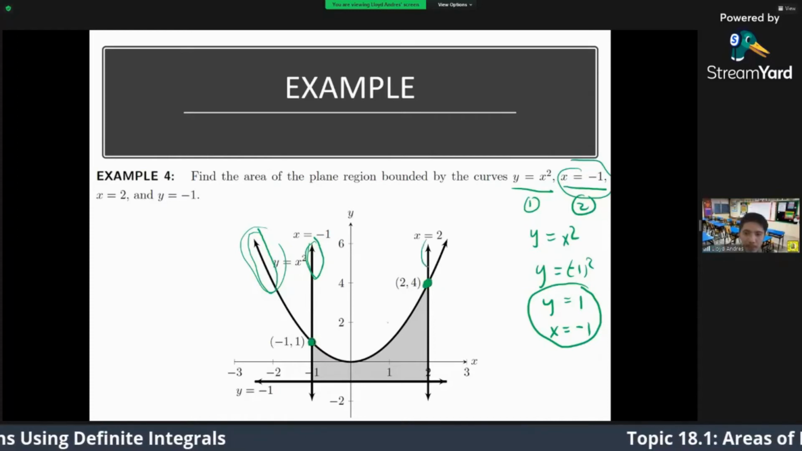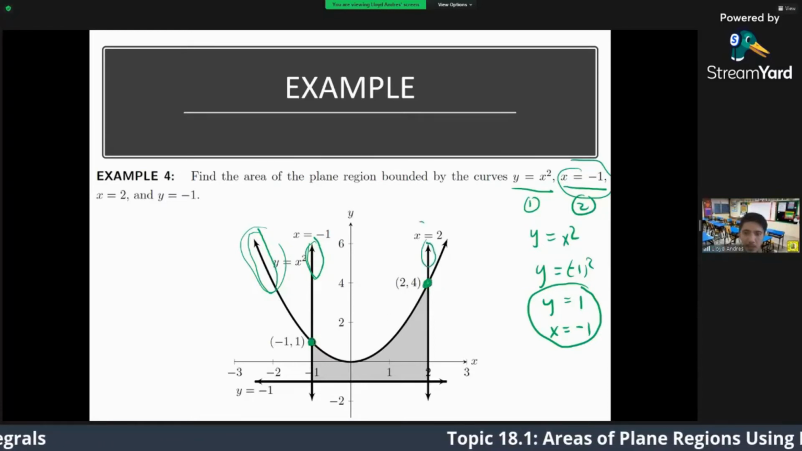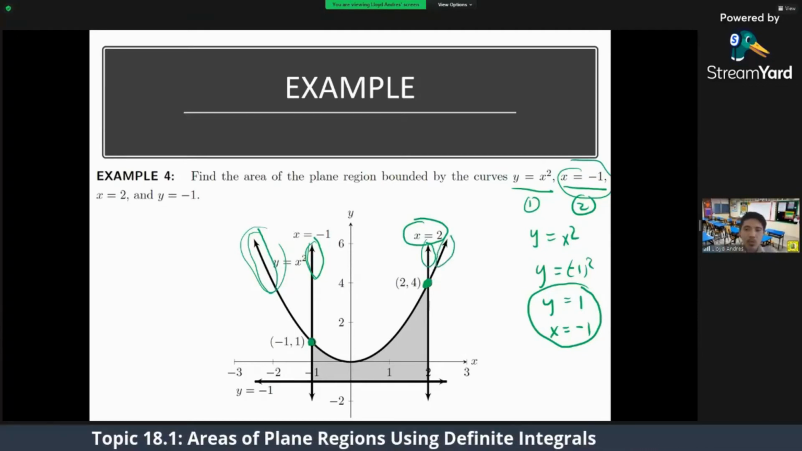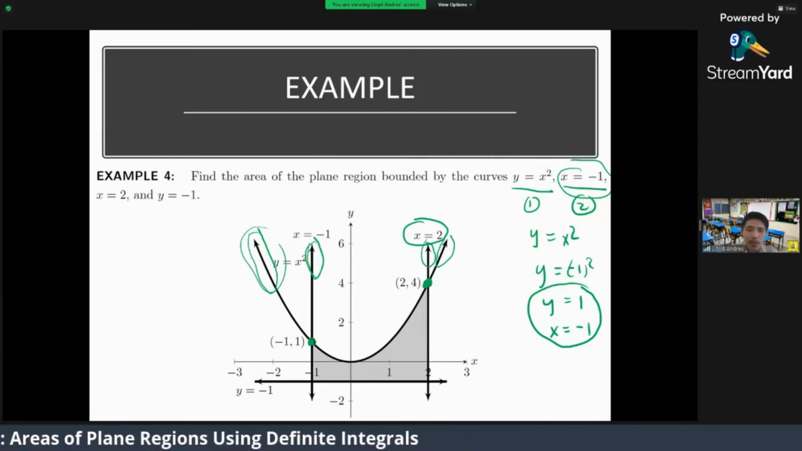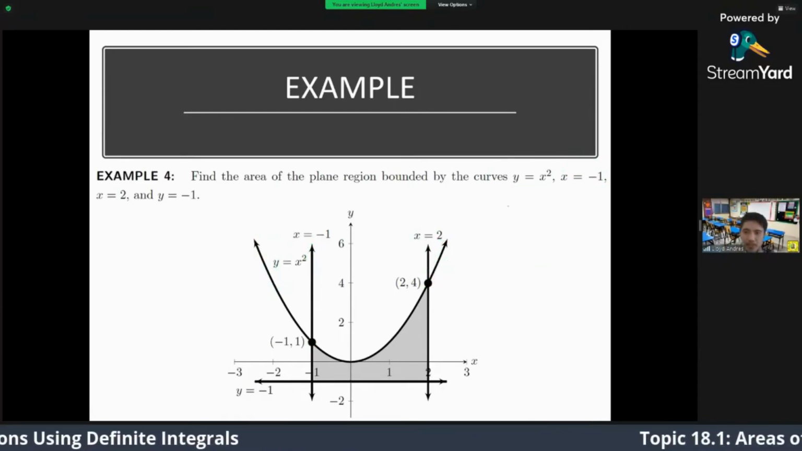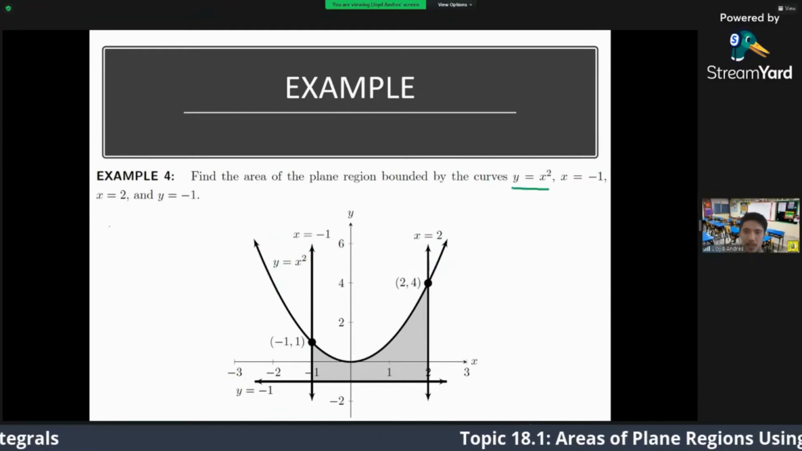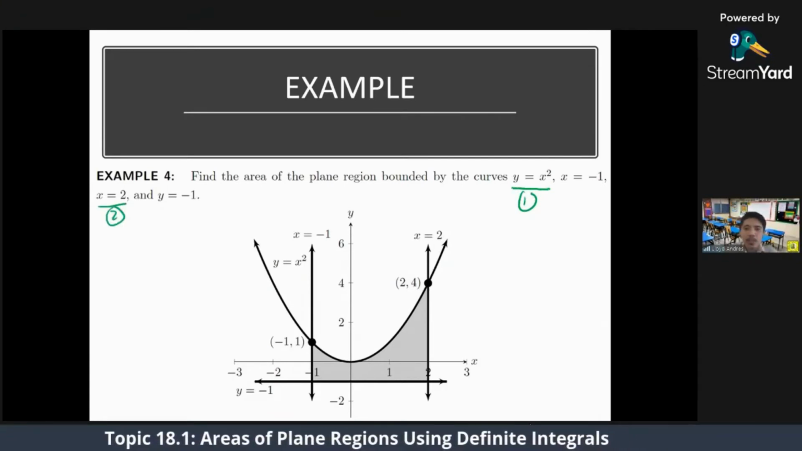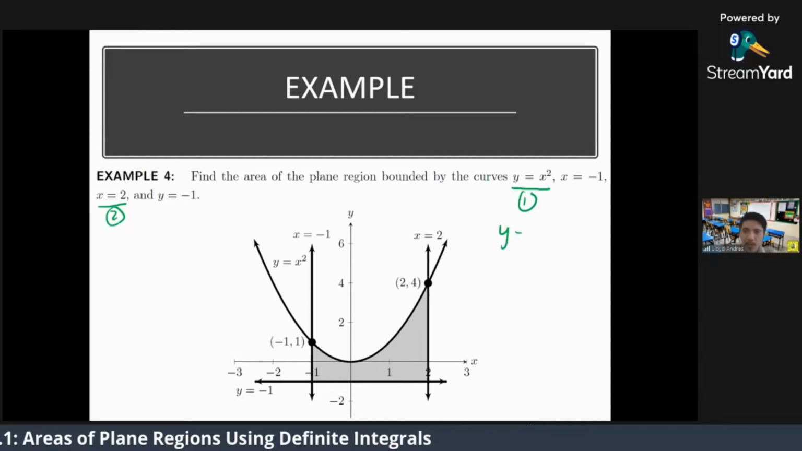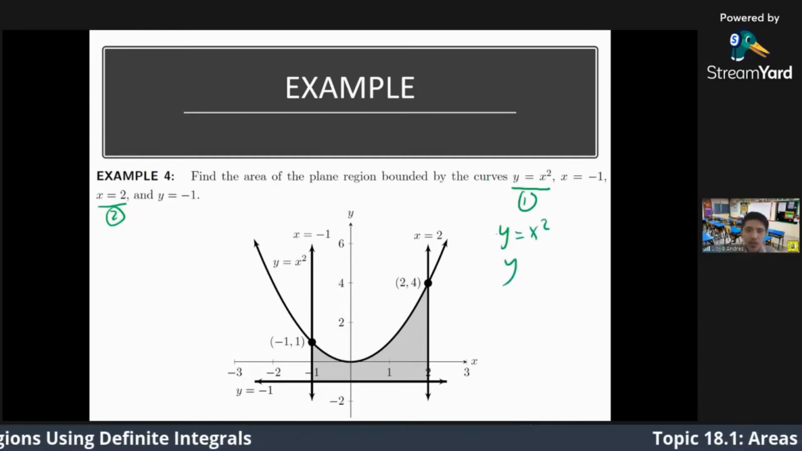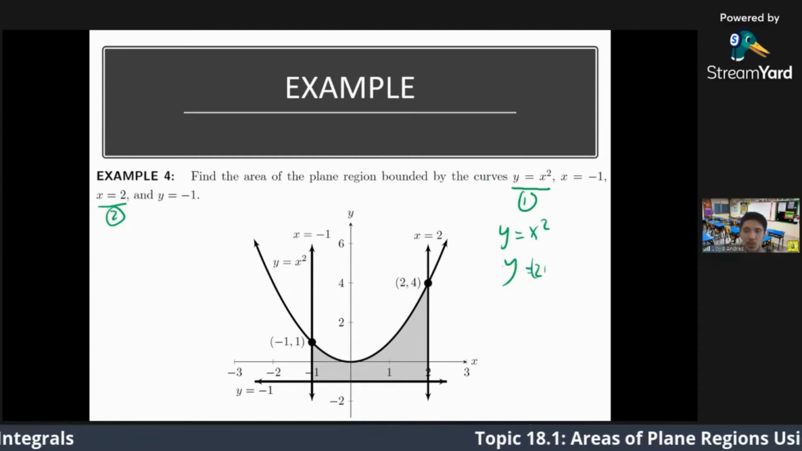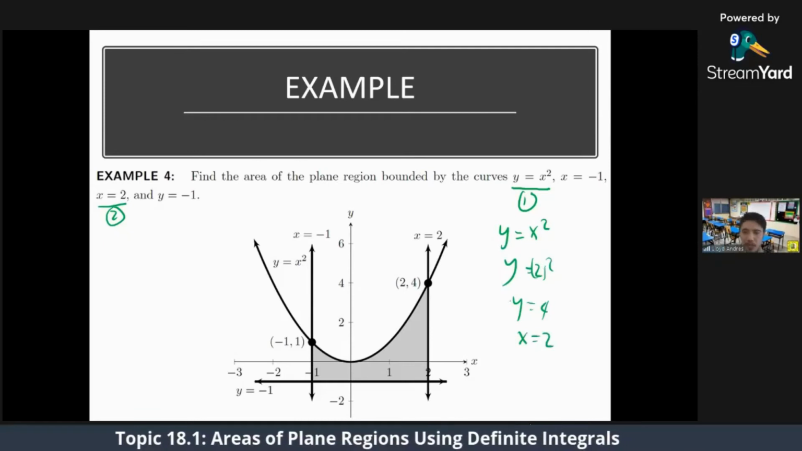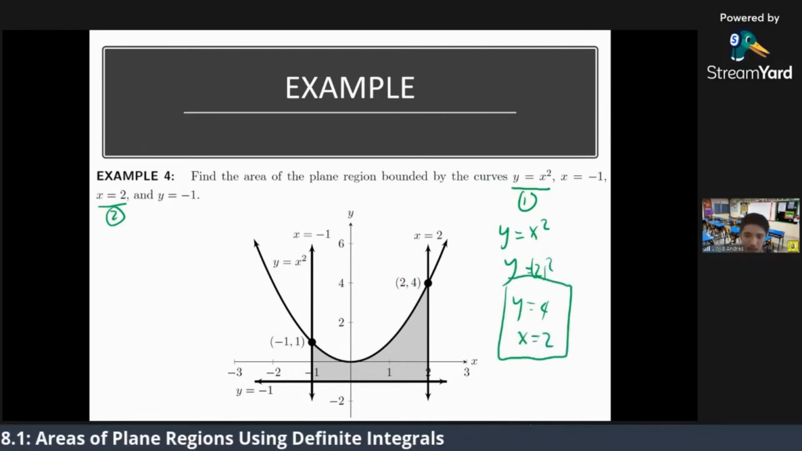So, this time, this will now be our equation 1, but equation 2 is this. So we start with equation 1, y equals x squared. Then, using equation 2, we substitute 2. So we have y equals 4. And our x is actually 2, as given. So our intersection point is 2, 4.